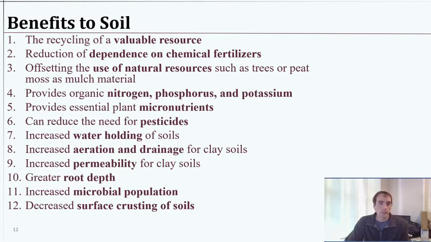Sometimes it may reduce the need for pesticides, can provide some micronutrients that we don't typically capture with our standard fertilizers. It often increases the amount of water that the soil can hold, while also increasing the aeration and drainage for clay-like soils. So if you have sandy soil, then maybe you need to improve the water holding capacity, and that could do that. Or if you've got clay, then you're probably looking for the opposite, more aeration, more drainage, permeability. Ultimately, it's going to provide kind of that topsoil type of environment, and if you mix it with your soil there, it can really help.